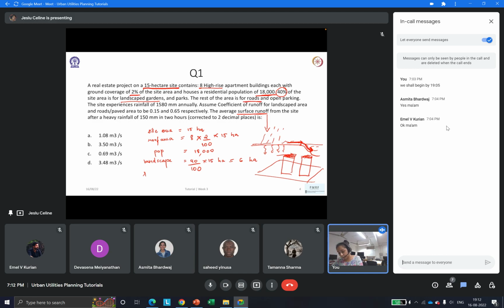So we have roads and open parking. So that is given the rest of the area. So how do we calculate the rest of the area? So we obviously need this over here. So this calculation comes up to 2.4 hectares. And so the rest of the area will be now, our total is 15 hectares. 15 hectares minus, we'll add this up, 2.4 plus 6.